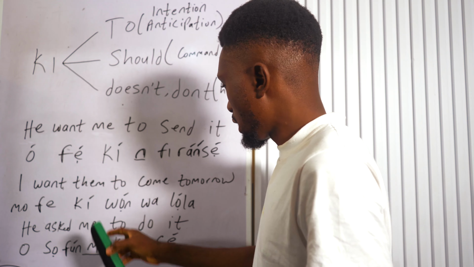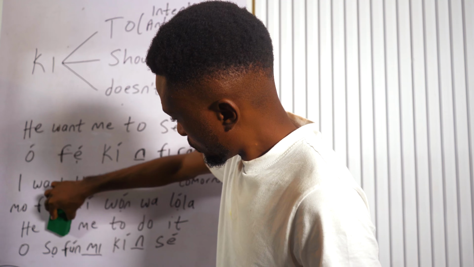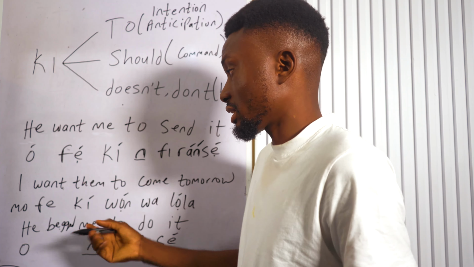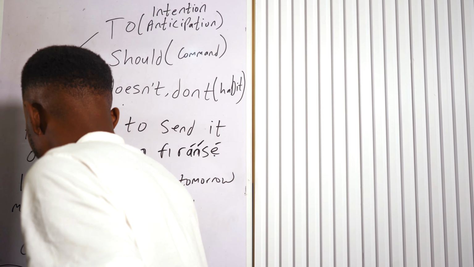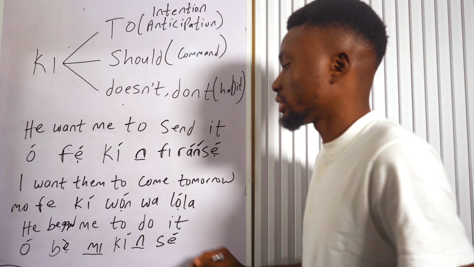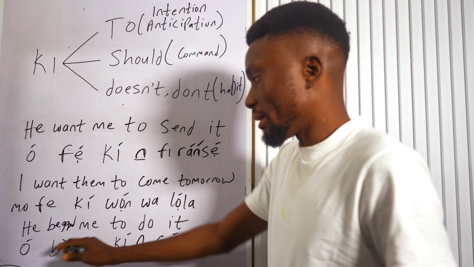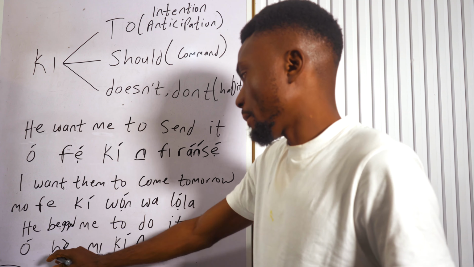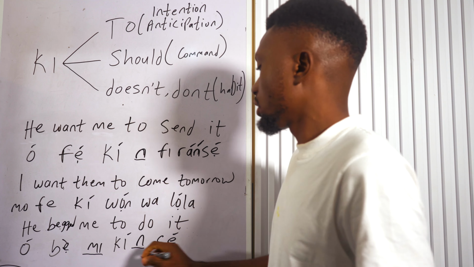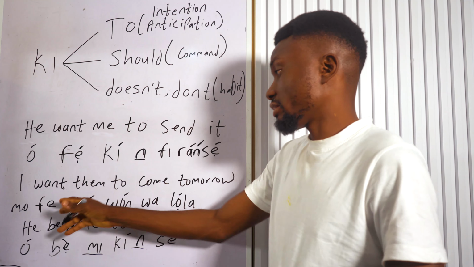Let me try and use another word here: beg someone, just like in English. Ó bẹ̀ mí kí n ṣe. He begged me to do it. Bẹ̀ is beg. Begged me: bẹ̀ mí. Kí n ṣe is also me, because kí will always come with a repetition.